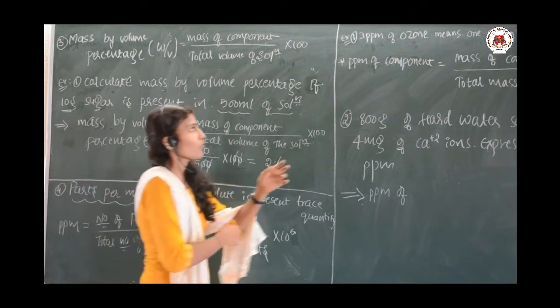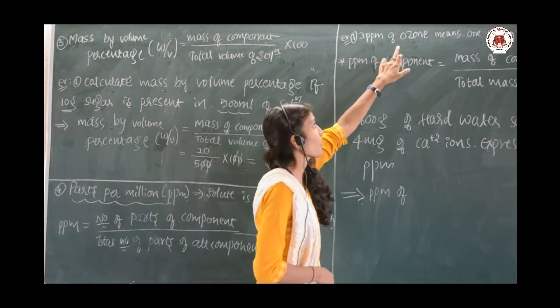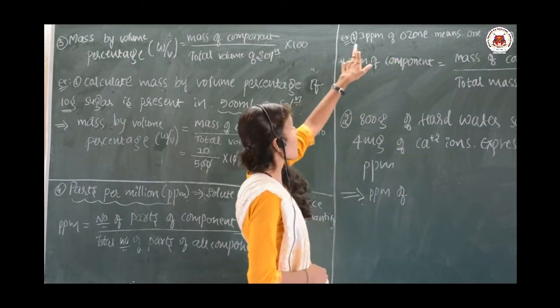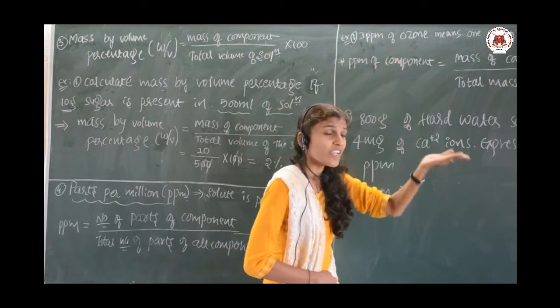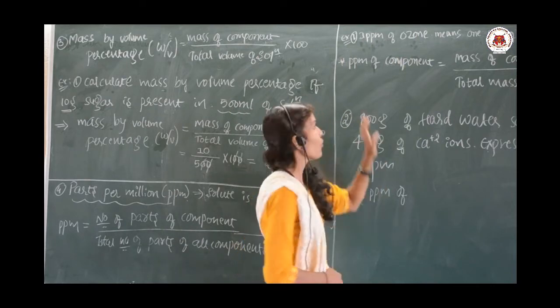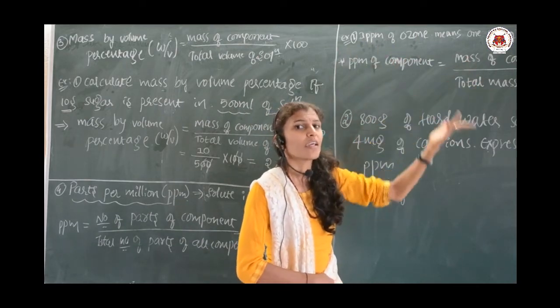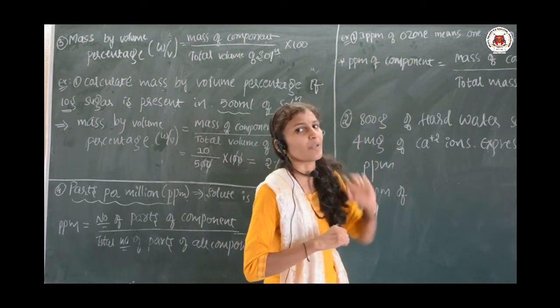And let us go for one example. Suppose I say 1 parts per million of ozone. What does it indicate? It indicates that 1 part of the ozone is present in a million parts of the air. So this is the meaning of 1 parts per million.